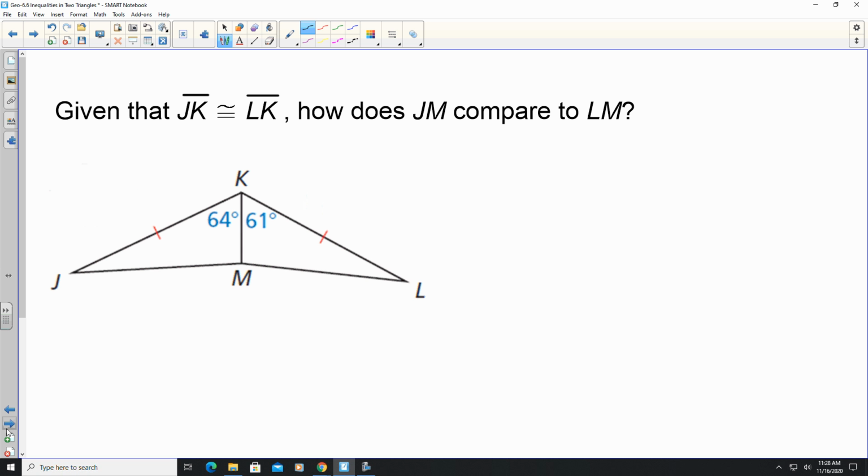Over here, it says that given JK is congruent to LK, we have two measurements here in degrees. One is 64 degrees, one is 61. How do JM and LM compare? Well, since 64 is greater than 61, I'm going to say that JM is going to be greater than LM.